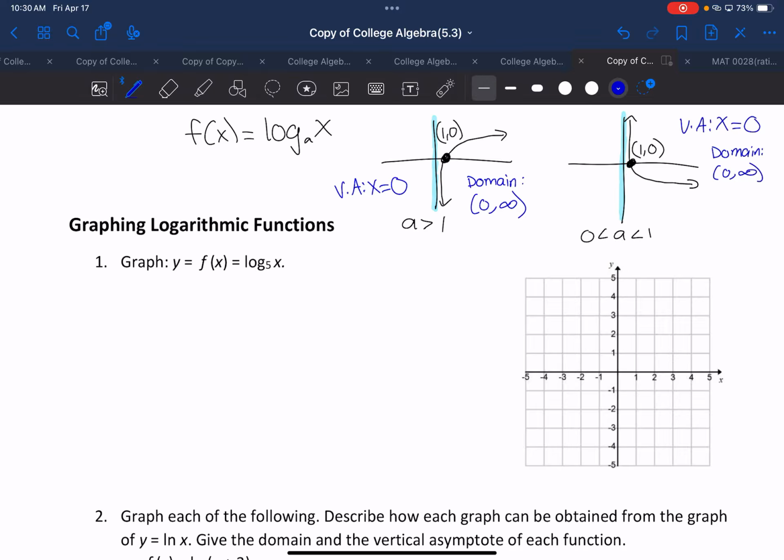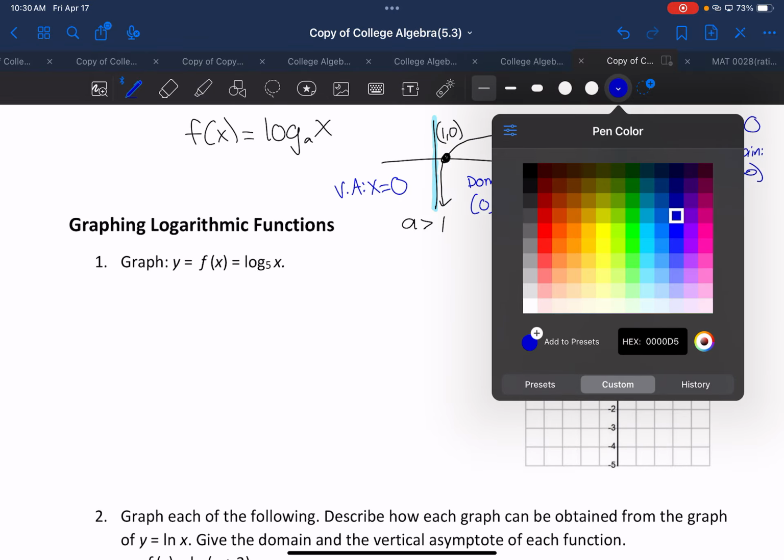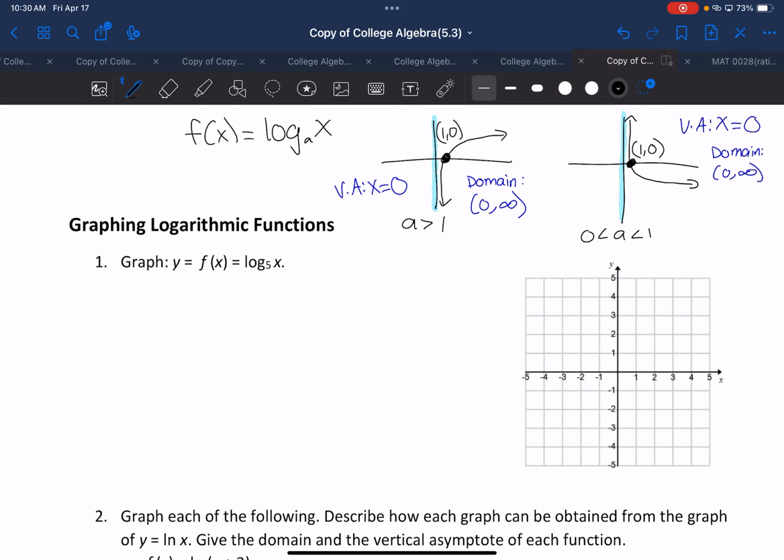All right. So let's graph number 1. Number 1 is going to be pretty easy because there's no transformations happening to it. It's just log base 5 of x. So this will be in this shape here because the base 5 is greater than 1. And there's no transformations. There's nothing being added anywhere. There's no negatives, nothing else.